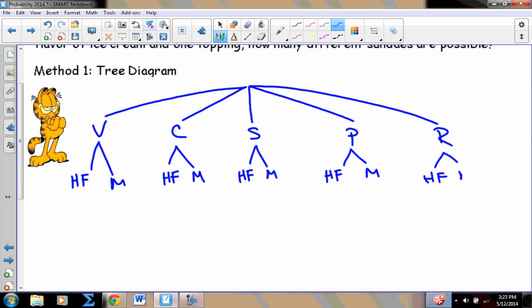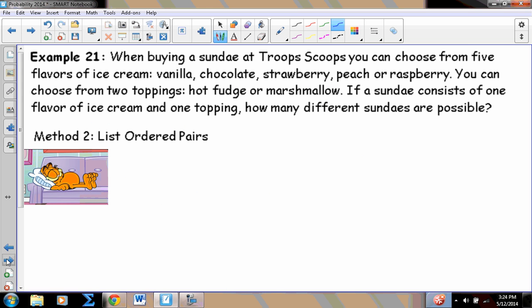Okay, and you'll notice I'm still getting the 10 choices. 1, 2, 3, 5, 6, 7, 8, 9, and 10. Again, first choice was my ice cream, second choice my topping. All right, another way to do this is to just list them as ordered pairs.